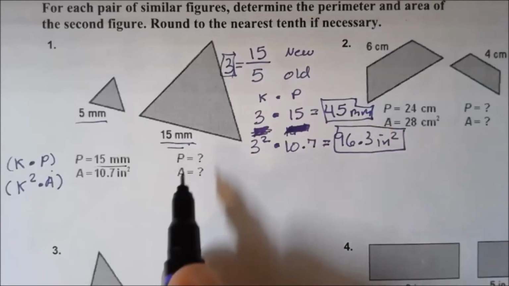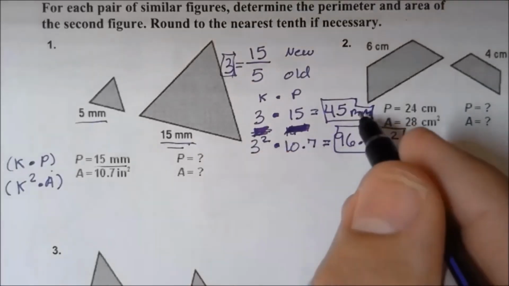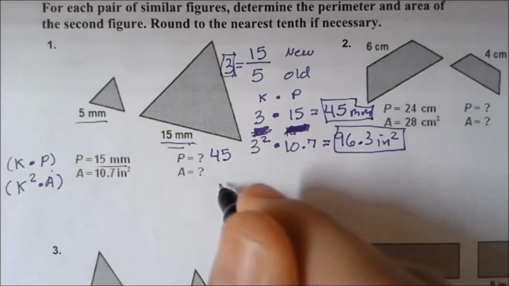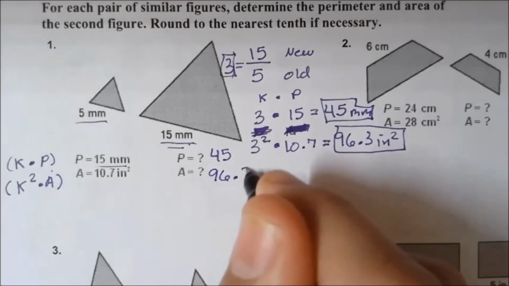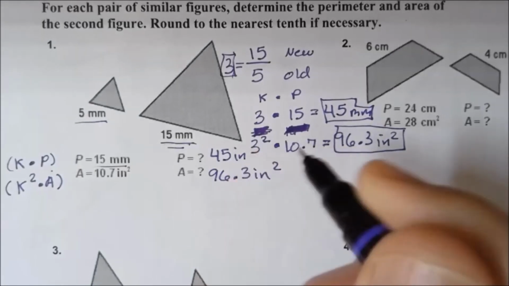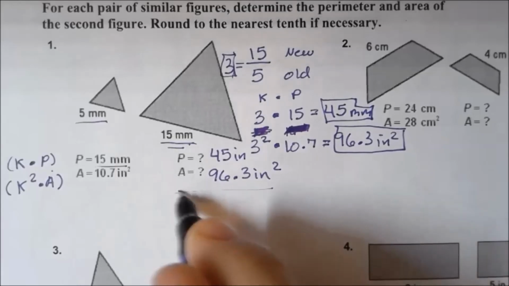When it has this question mark right here, what is P equal to? I'm going to rewrite it over here. P is equal to 45, and the area is now 96.3 inches squared. Here I should just put inches. So there's our answer. We are done.